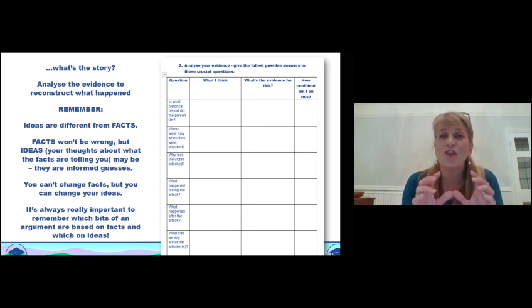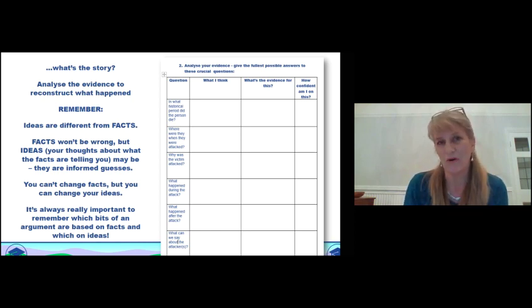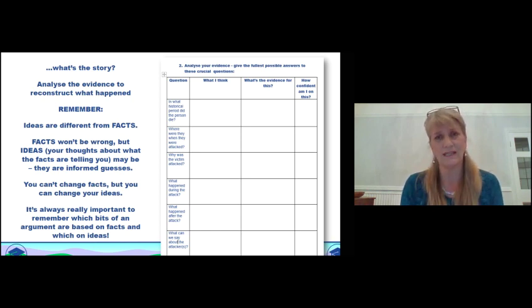But the ideas, the theories, the suppositions, the interpretations, those can be wrong because they're really informed guesses. But you need to make those informed guesses because the evidence doesn't give you everything. We can't interview our suspect. So it's always really important when you're doing any sort of investigative inquiry to always remember the difference between your facts and your ideas. Facts can't change, but your ideas can.